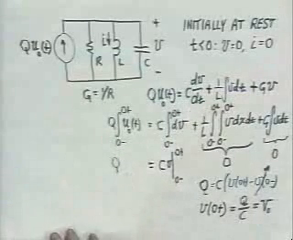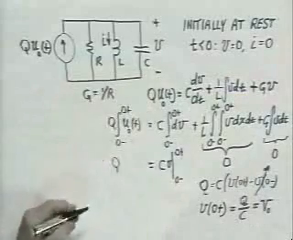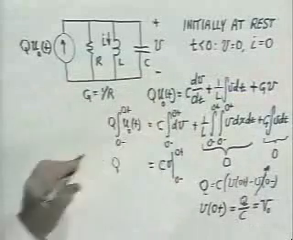Now let me differentiate this equation once with respect to time in order to get a pure differential equation. The left side disappears. For t greater than 0, the left side is 0.